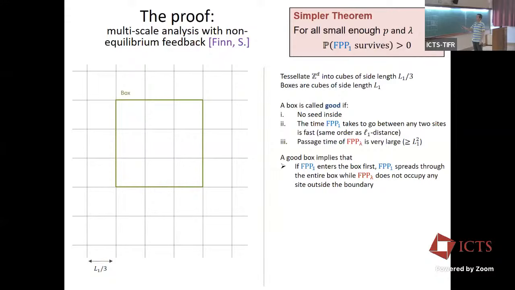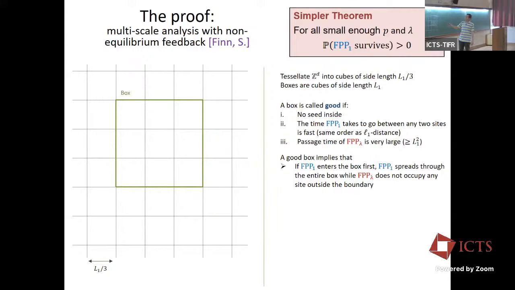Then I want the passage time of FP1 to go between any two sites in the box, say from here to here, to be just of the order of the L1 distance of these two sites, for all pairs of sites in the box. I have concentration of passage times, so I can do that. So I want the passage times to be of order, let's say L1, the size of the box. And third, I want the passage times of the second type to be very large, actually bigger than L1 squared.